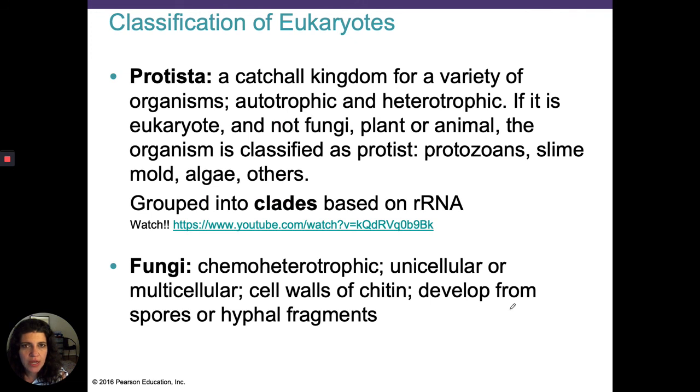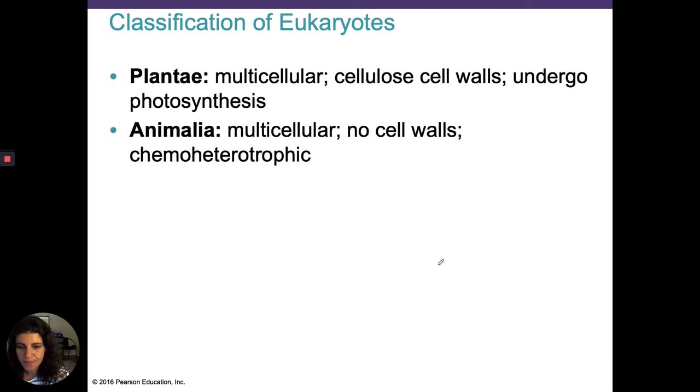So this is just what I told you, what the Protista is, which is a catch-all kingdom for a variety of organisms that include anything that is eukaryote and is not classified in the fungi, animalia, or plantae kingdoms. Okay, there is a video here that explains it to you, and also the grouping of Protista in this one kingdom is based on similarities in ribosomal RNA.